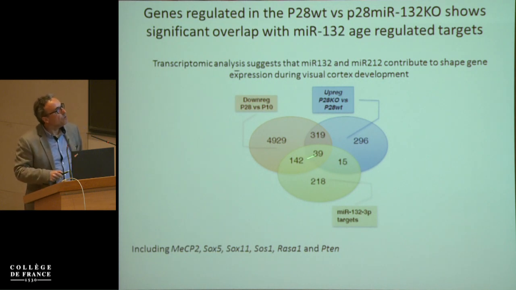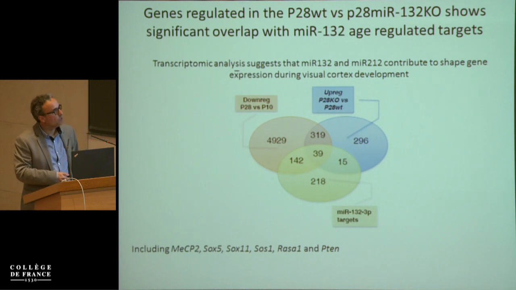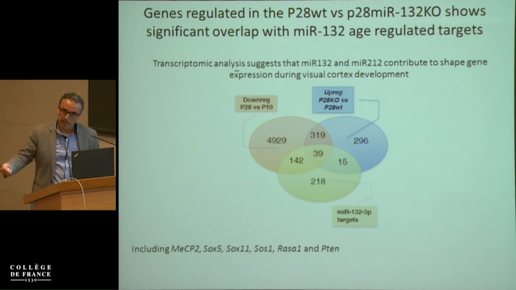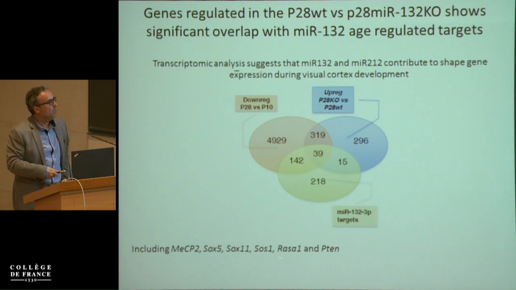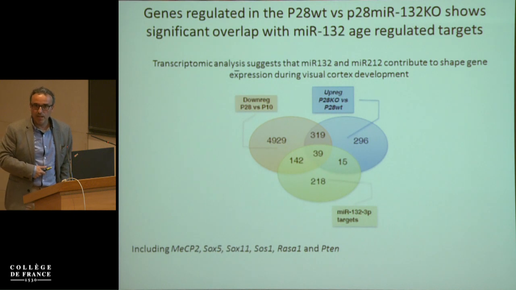And we also made another comparison with the in silico prediction of the MIR132 targets. And again, you see that there are these 39 genes for which there is a prediction of direct interaction. Of course, this was not testing direct interaction, but there are 39 of these MIR132 targets that remain upregulated in the knockout, but normally should go down in the normal mouse. And you see that among these 39, there are very interesting genes for neural development.